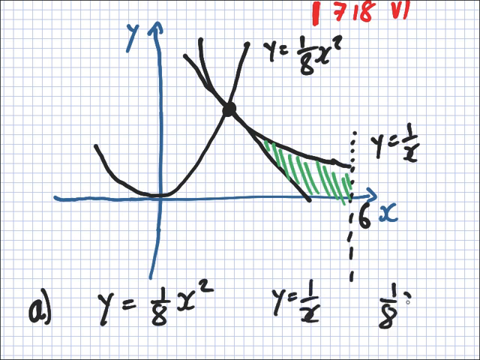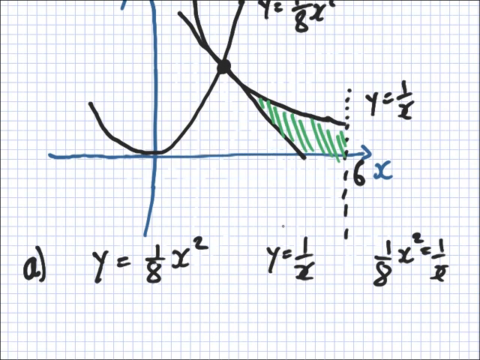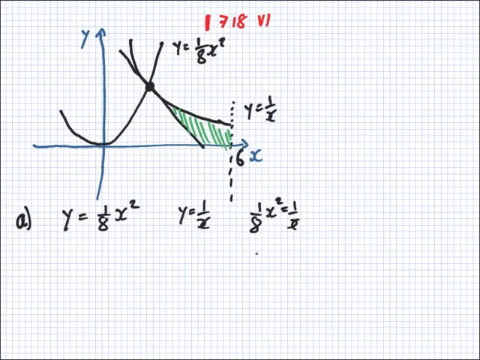So you can say 1 over 8x squared equals 1 over x. A bit of cross multiplying here. And you get x cubed equals 8. So x equals 2 and y equals 1 over 2. Right, so that's part A done.